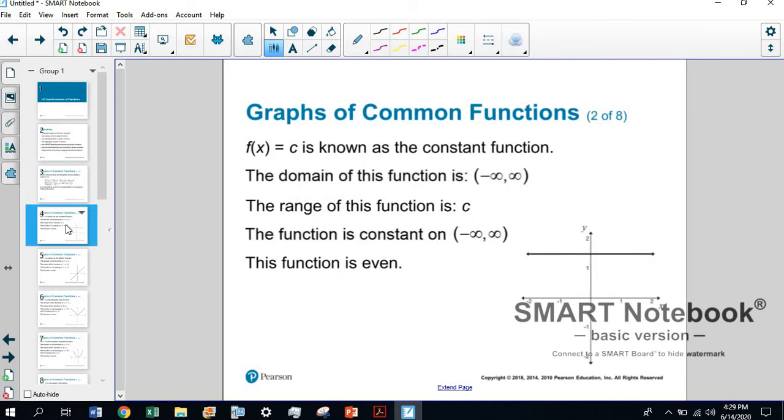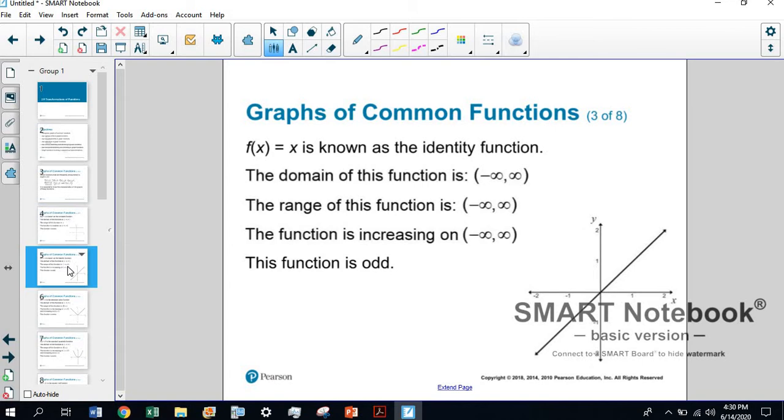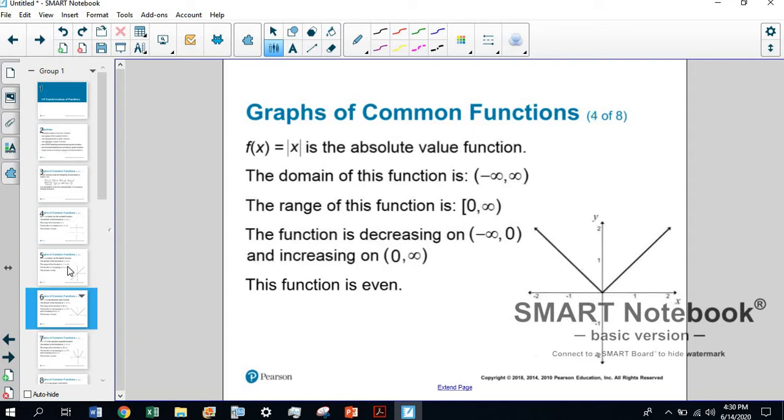The f of x equals a constant c graph is known as the constant function. The range is 1 point. It's a horizontal line, and the domain of the function is all real numbers, and the function is constant on all those real numbers. F of x equals x is known as the identity function. It is a straight line. We've already done a bunch of stuff on straight lines, so I'm not too worried about you handling this function because you should be able to graph straight lines.